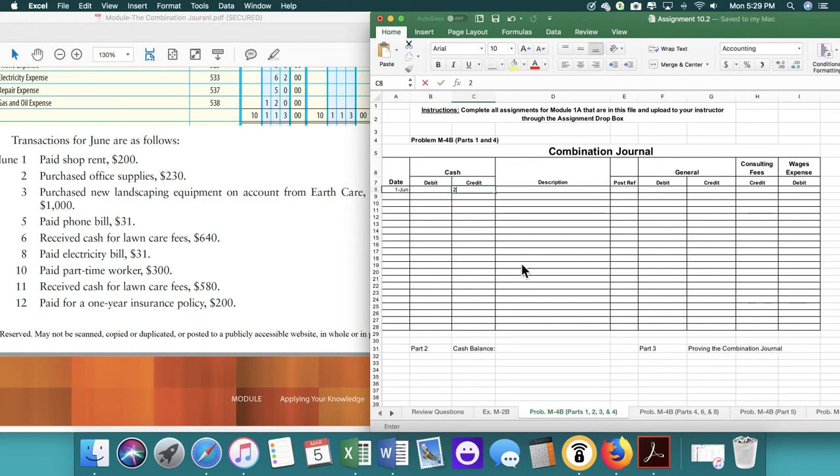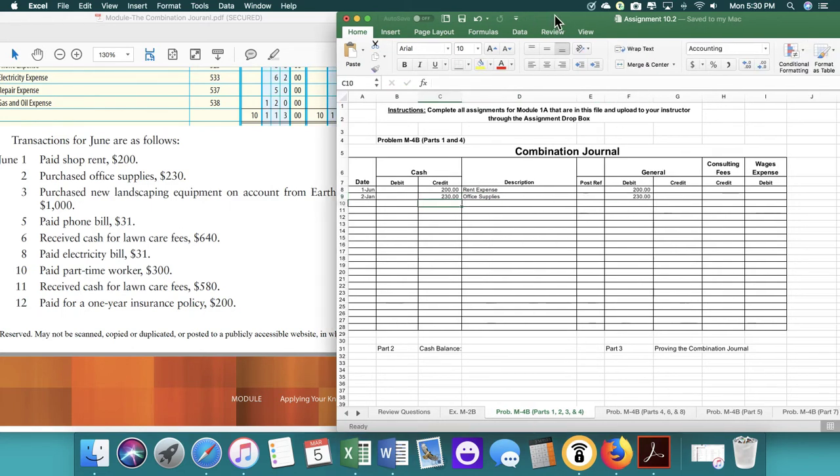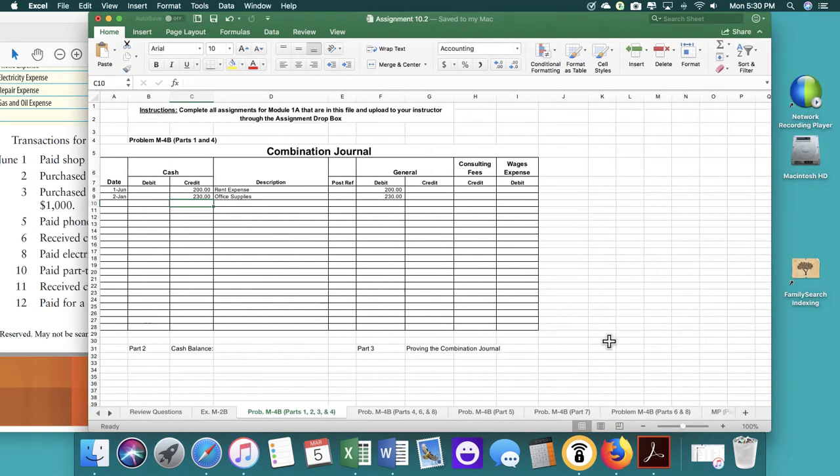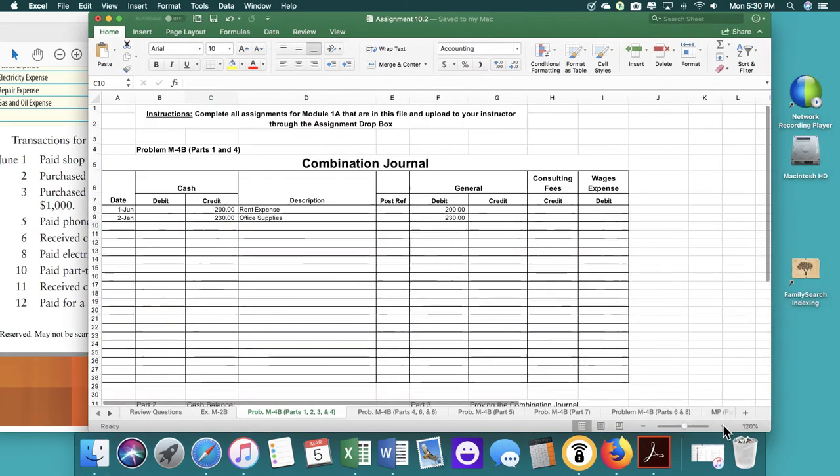We paid shop rent $200, so that would be rent expense. And then that would be $200. On the 2nd, we purchased office supplies. So again, let me zoom in for you, make it a little easier to see.